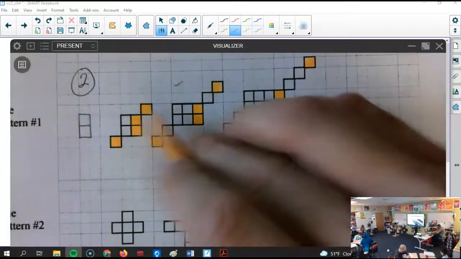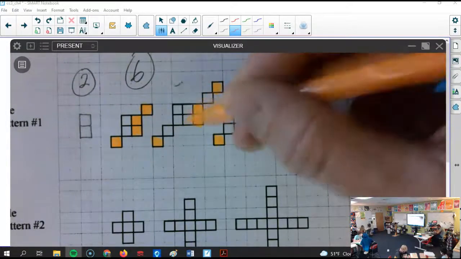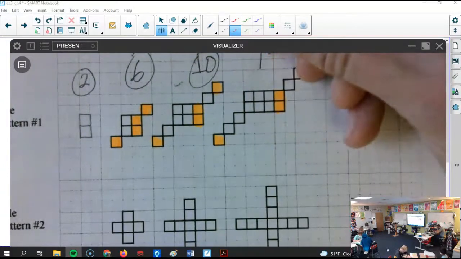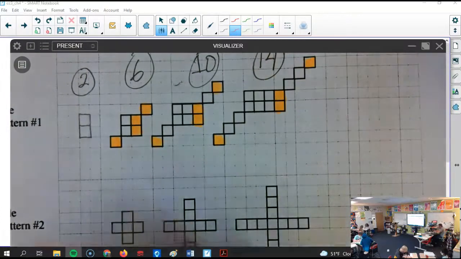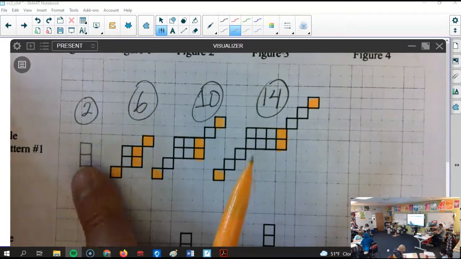So then 1, 2, 3, 4, 5, 6 there. 1, 2, 3, 4, 5, 6, 7, 8, 9, 10 here. What do we see is happening? We're growing by 4s, right? And we said figure 0 had 2.